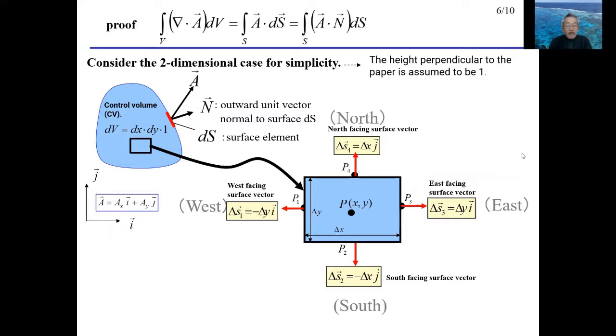The outward normal vectors drawn from these four surfaces are indicated by the red arrow lines, and the four surfaces are represented by the symbols delta S1, delta S2, delta S3, and delta S4. These four symbols are surface vectors shown in the small yellow frame. The magnitude and direction of each surface vector are known from their expressions in the yellow frame.